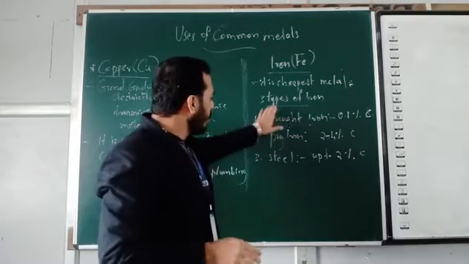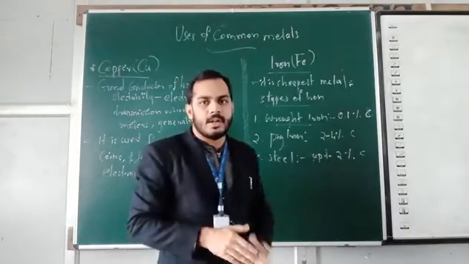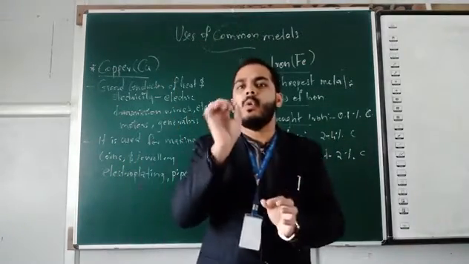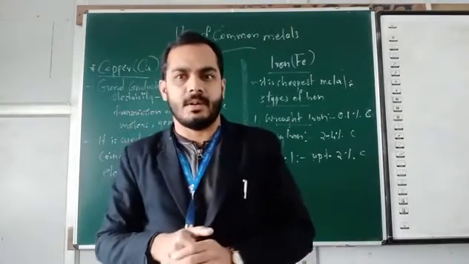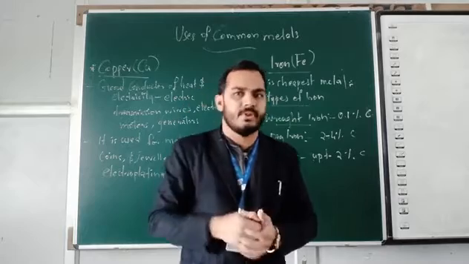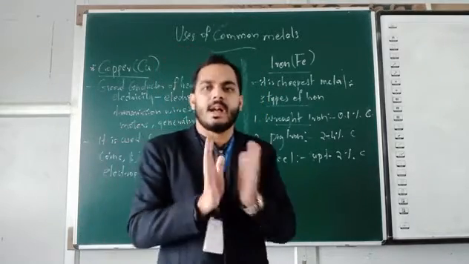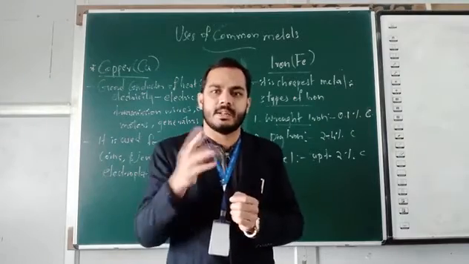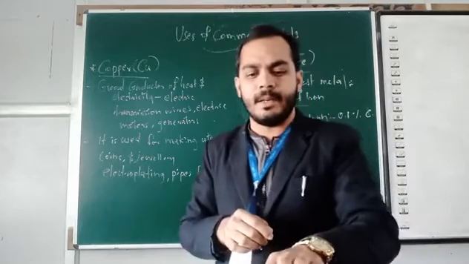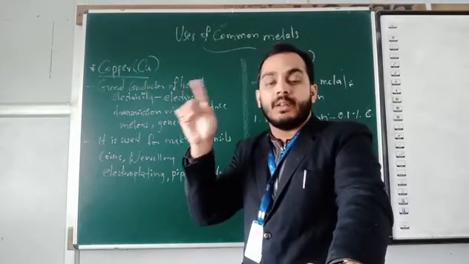There are three types of iron. The first one is wrought iron. Wrought iron means iron that contains only 0.1 percent of carbon. That iron is called wrought iron. This iron is soft and ductile in nature. And what is the use of wrought iron? Mainly it helps in making tin roofings.